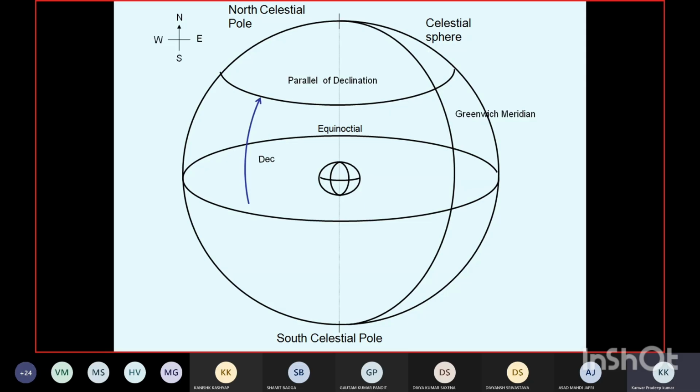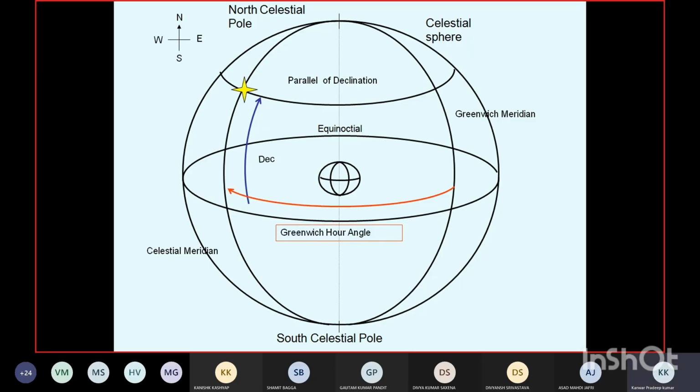We can make 3 points of references. One is the Greenwich meridian, or the meridian passing through Greenwich. This is just a celestial meridian passing through anything maybe. एक meridian ही दिखाया है. स्टार बना दिया ऊपर में, येलो स्टार. So if that meridian is passing through the star, and if I want to measure the declination and the Greenwich hour angle, it is marked by that blue and the red arrow.